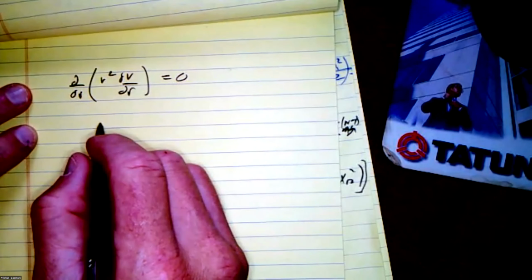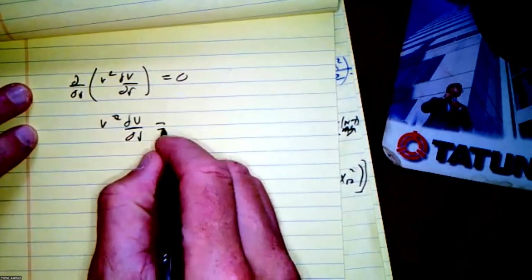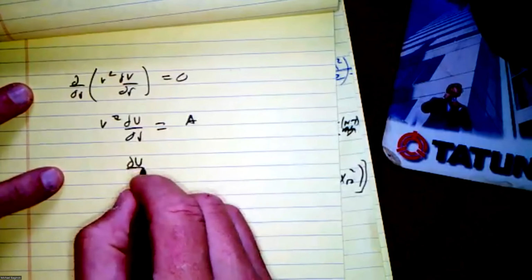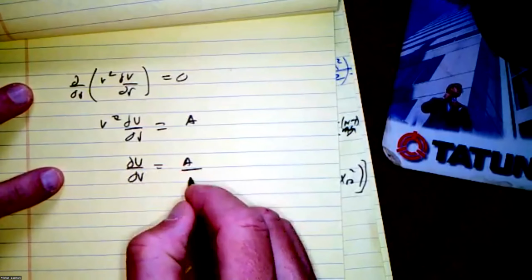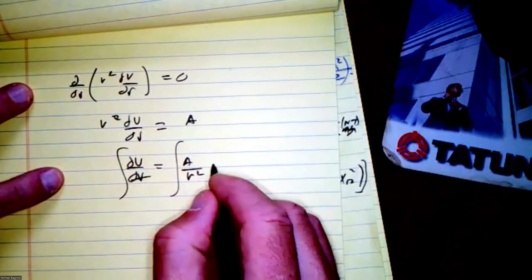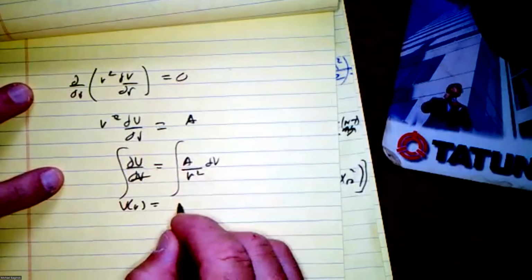Integrate both sides. That's right, you get R squared dV/dR is equal to some constant. He chooses it as A. dV/dR is equal to A over R squared. Integrate both sides again, integrate that dR. We get V of R is equal to A over R plus a second constant B. That's how he does it.